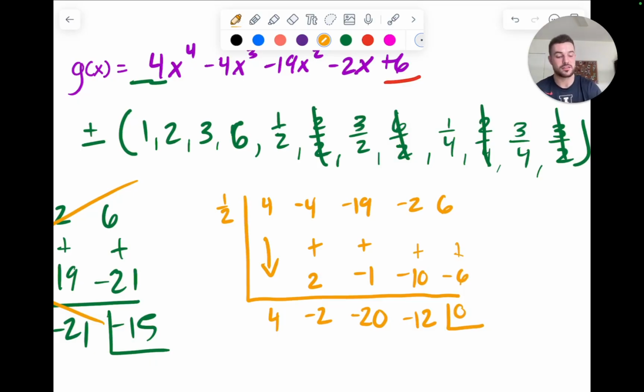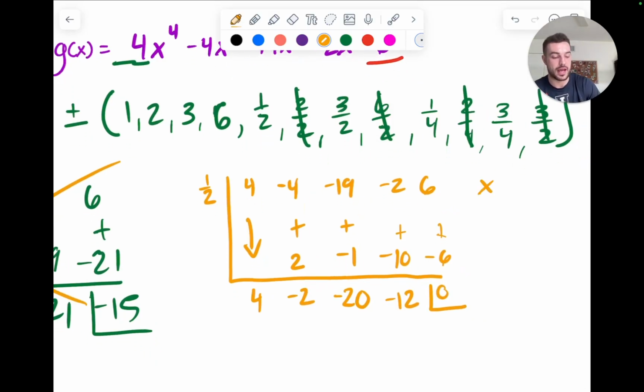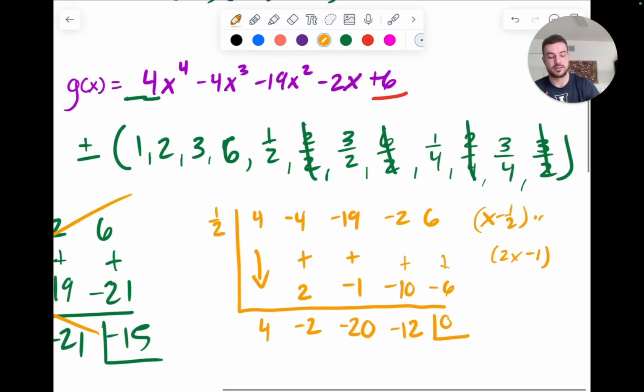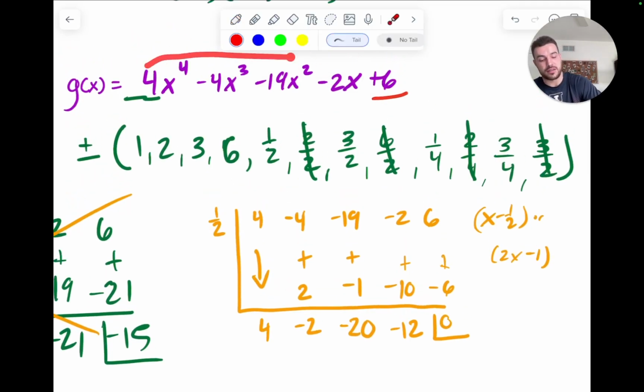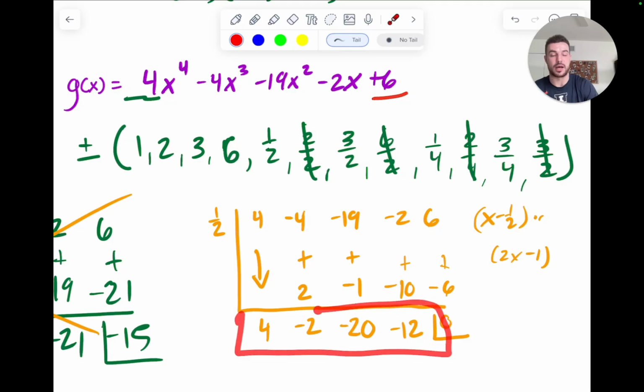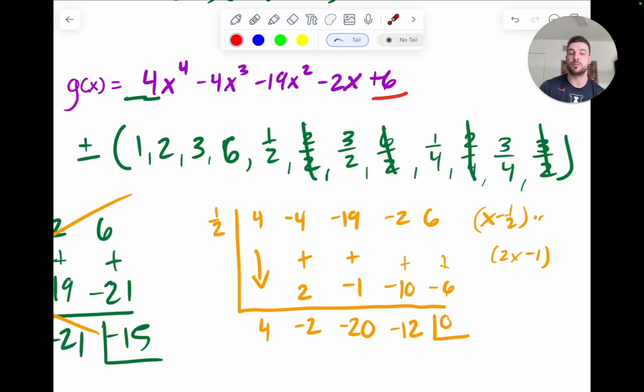So what that tells me is x minus 1/2. Sometimes you'll see this as a 2x minus 1 is a factor, which is great. We've got one of our factors, which will lead us to our zeros eventually. So I divided this original polynomial by this factor. That left me with this polynomial. So I can continue to break this down.